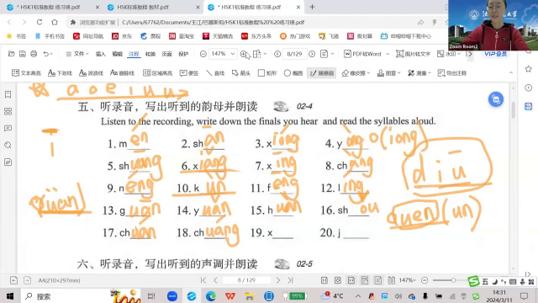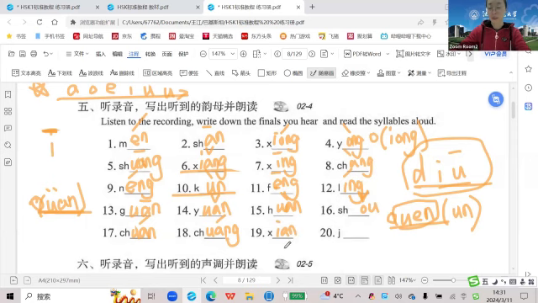The other students, what is your answer? What you wrote is... Is it the second tone? The second tone should be xian. Xian is not the second tone. So the right answer is xian. The final is yan. And the tone is the first tone.